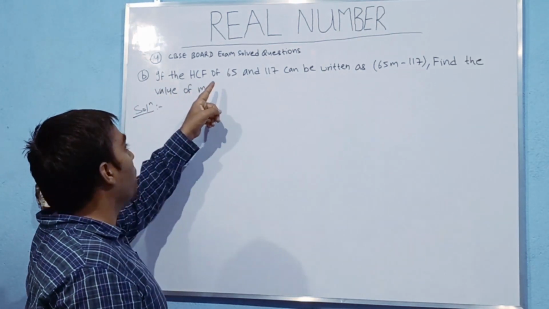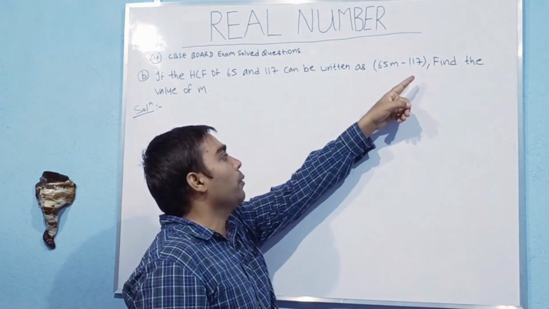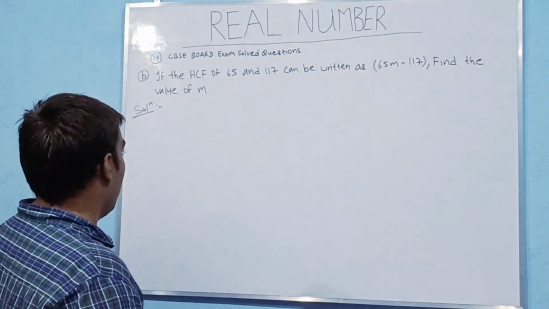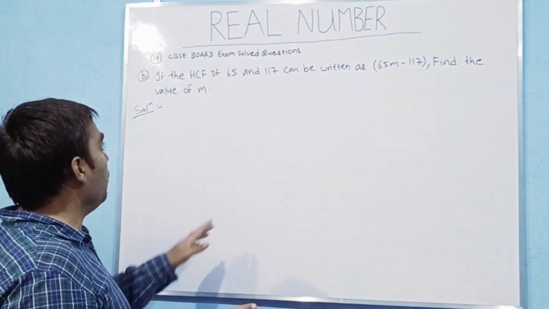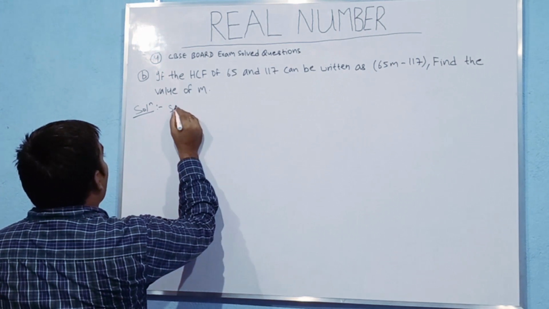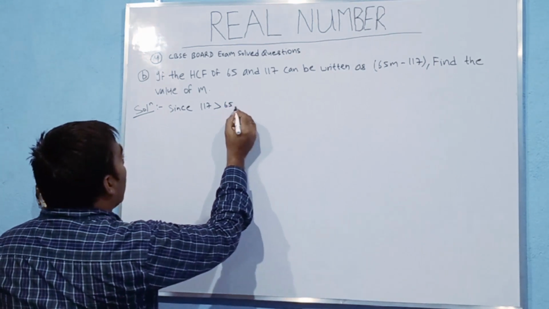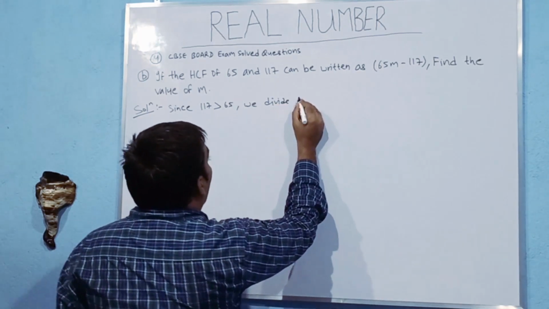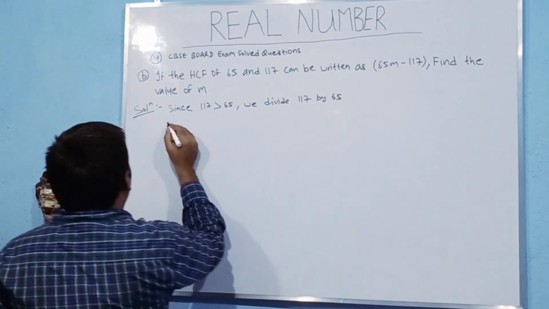To our next question, B. If the HCF of 65 and 117 can be written as 65m minus 117, find the value of m. We have to find the value of m. Before that, we have to find HCF of 65 and 117. And we can clearly see 117 is greater than 65. So, since 117 greater than 65, we divide 117 by 65.